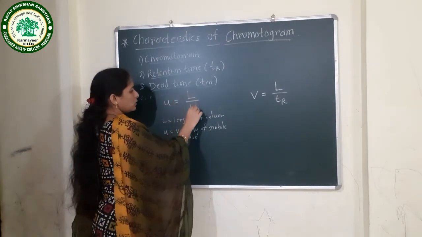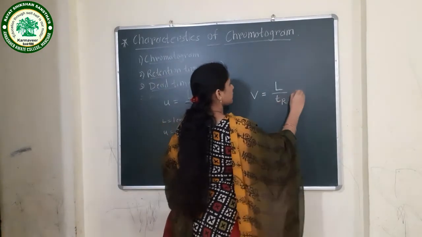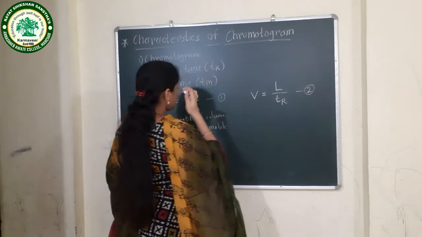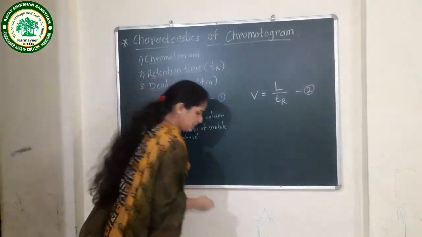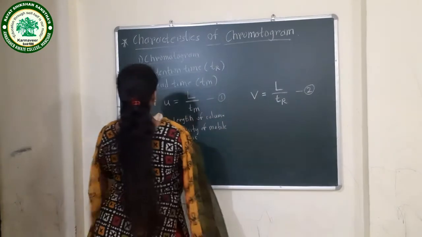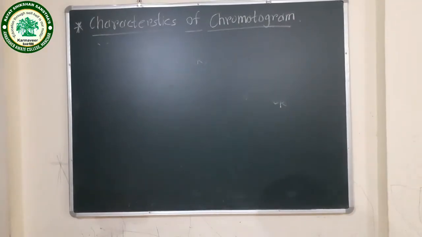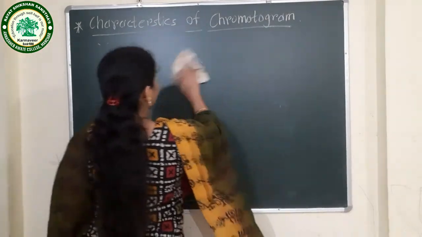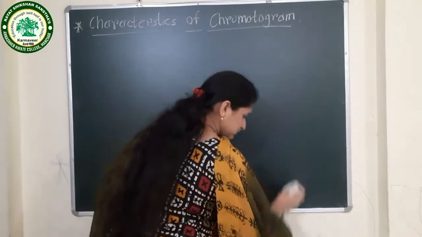u is equal to L upon TM. These are the first two equations. This is equation 1 and this is equation 2, which are related to the velocity of the mobile phase and the velocity of the sample. Now we will study the next characteristic, that is the mole fraction.